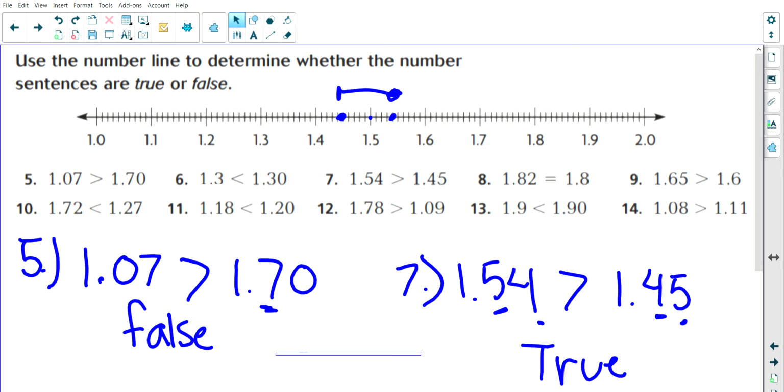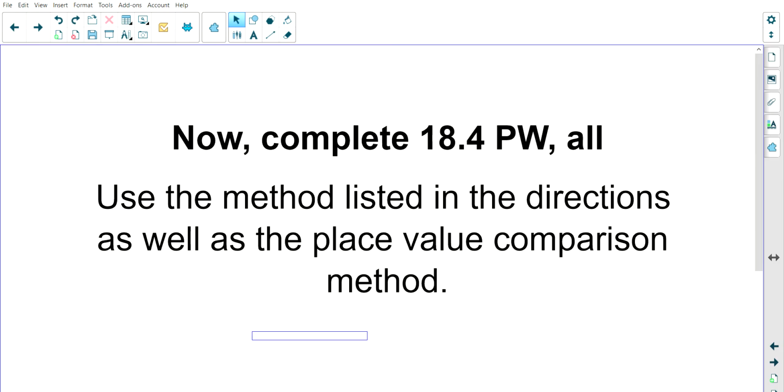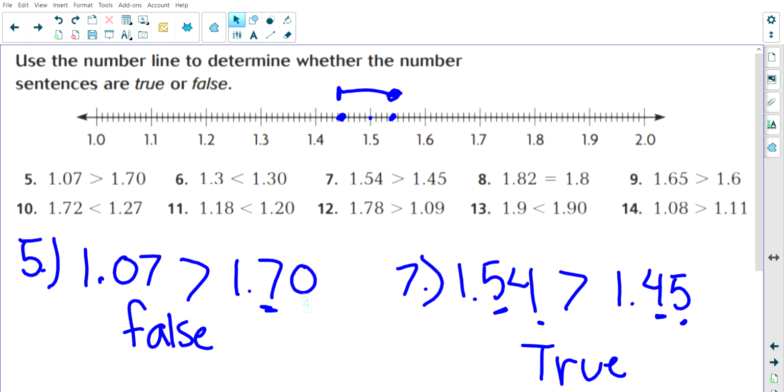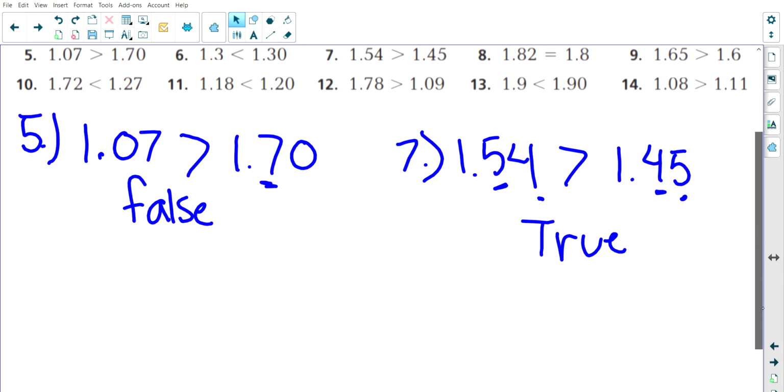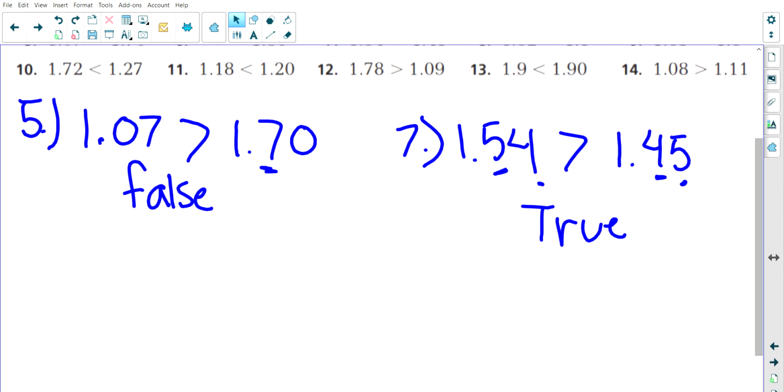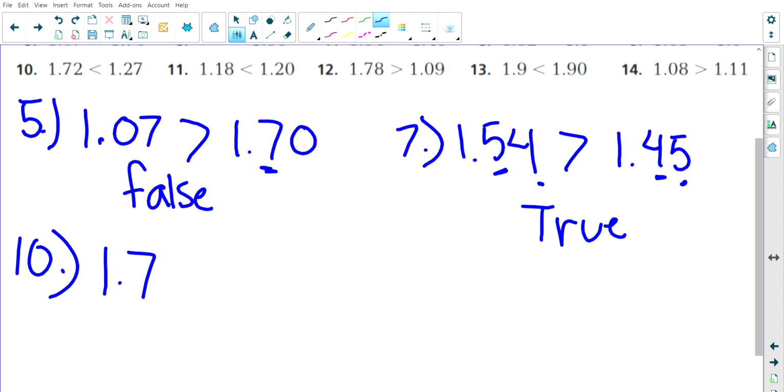All right, let's take a look. Oh, before we do that, sorry, friends. We're going to compare a couple more using just comparing by place values. So let's take a look at number 10 and then number 12, and then I'll have you guys start on your own practice work. So number 10, we're going to compare these two.